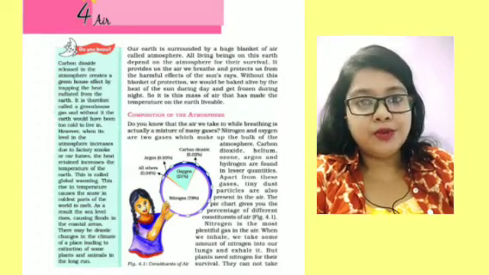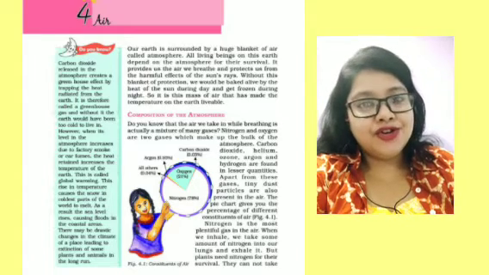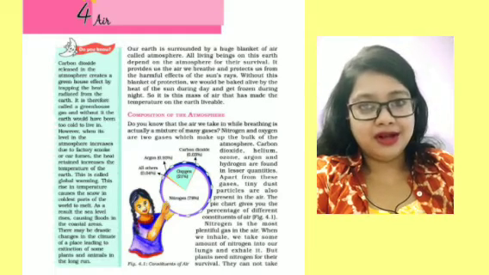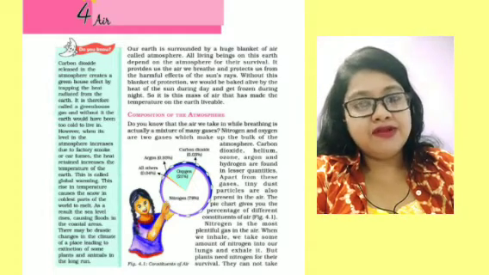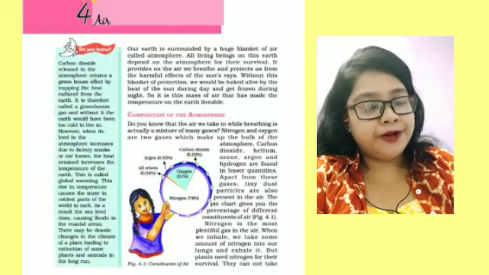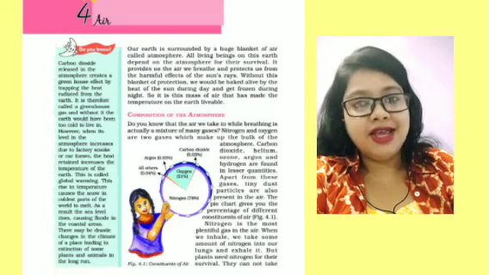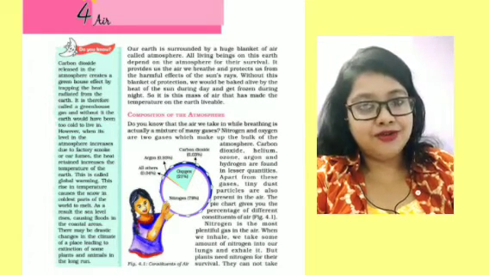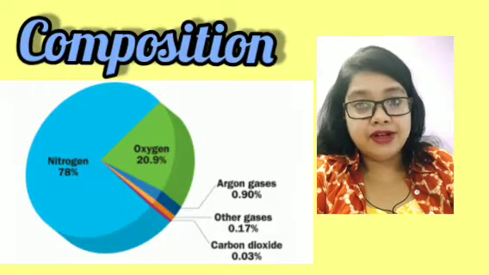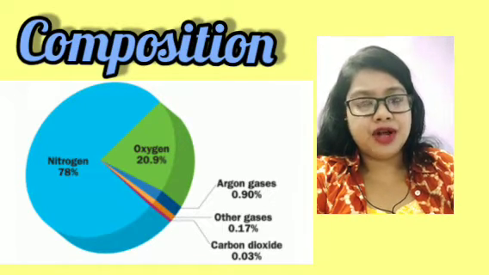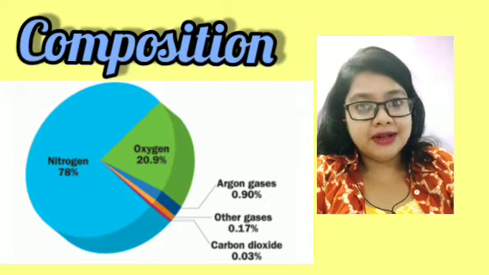We will now see what the composition of the atmosphere is. As the atmosphere is a blanket, we will see that it has different layers also. But primarily, first we will see the composition of the air. If we represent it in a pie chart, we will see that the largest percentage, 78.2% of the atmosphere, is composed of nitrogen. 21% is oxygen and the rest is other inert gases.